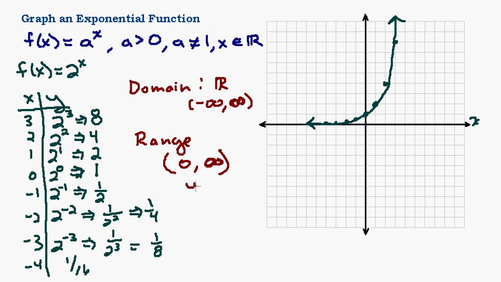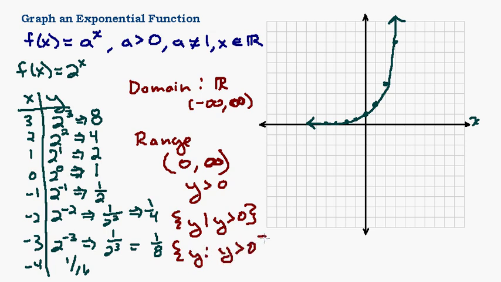Another way to say the range would be y is greater than 0, or set of all y such that y is greater than 0. Some people use the 2 dots for such that, something like that. Okay, so there's your domain and range. There's our first example of an exponential equation. All right, let's see if we can do another one here real quick.